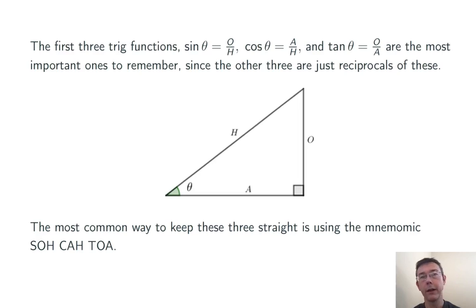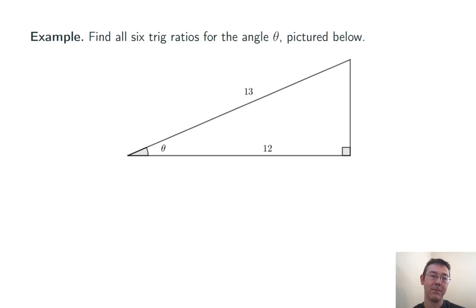Fortunately, there's a good mnemonic to help you remember these definitions. SOHCAHTOA. Sine, opposite over hypotenuse. Cosine, adjacent over hypotenuse. And tangent, opposite over adjacent. Okay, let's do an example.